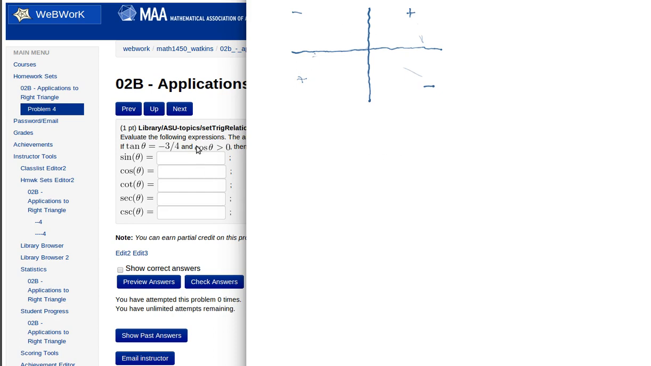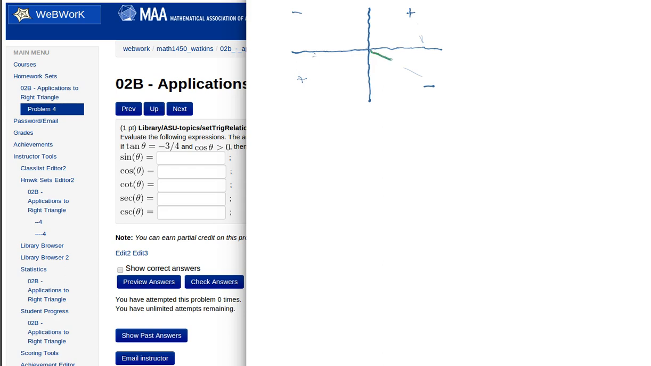The second piece of information that we're given is that the cosine of theta is positive. So we've got to have the cosine being positive, and the cosine is the adjacent over the hypotenuse. That means that it's going to have to be over here, in the fourth quadrant. You see, if it was in this quadrant, then the adjacent side would be negative, and so therefore the cosine would be negative, but in our problem, the cosine is positive.